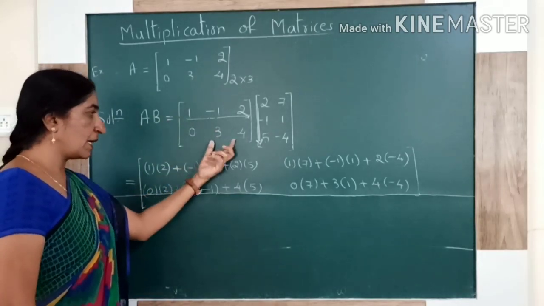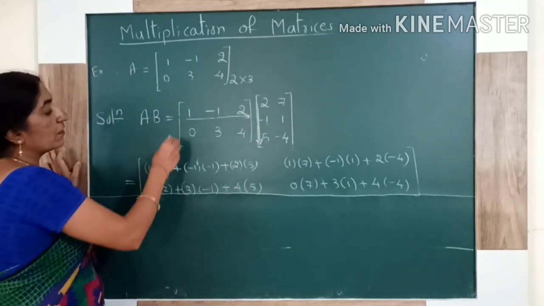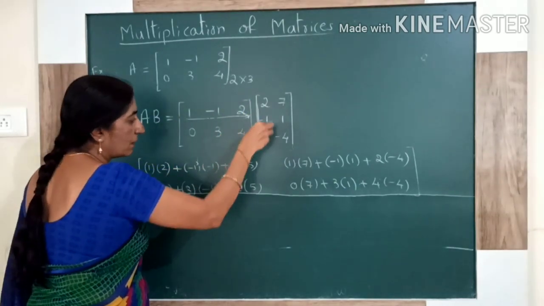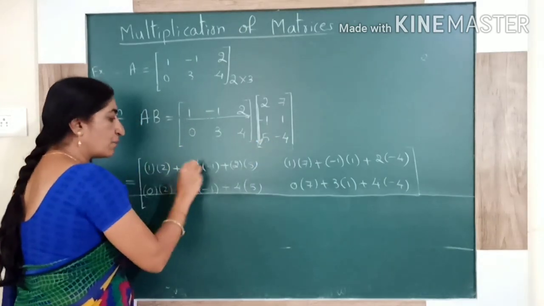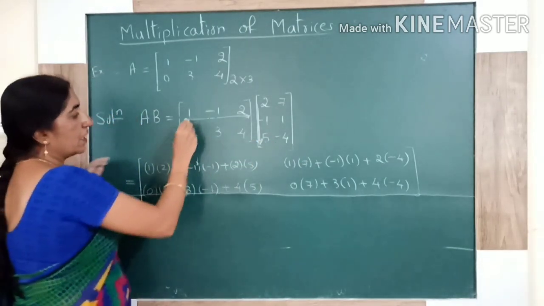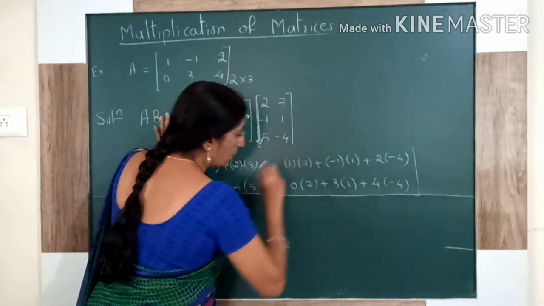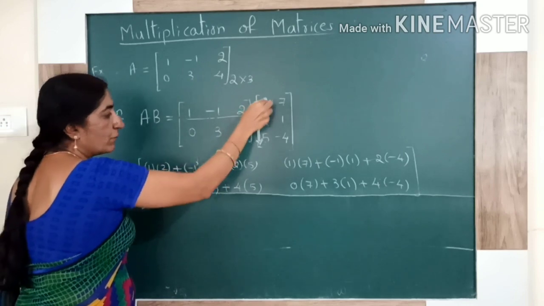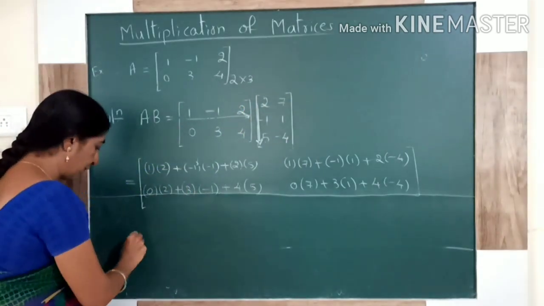See, students? Once again I am repeating: write down matrix A and matrix B. After that, in the first matrix, first row with the second matrix's first column, that is first row with first column, corresponding elements. Then first row with second column, that is also corresponding element multiplication. Second row with first column, then second row with second column. Simplify this.